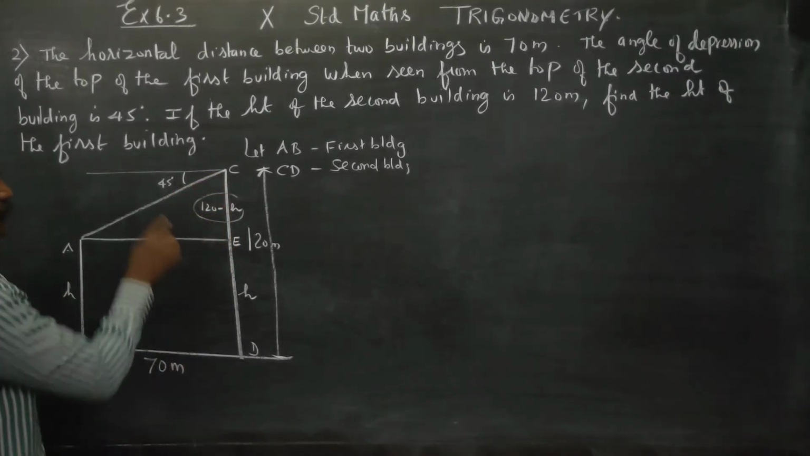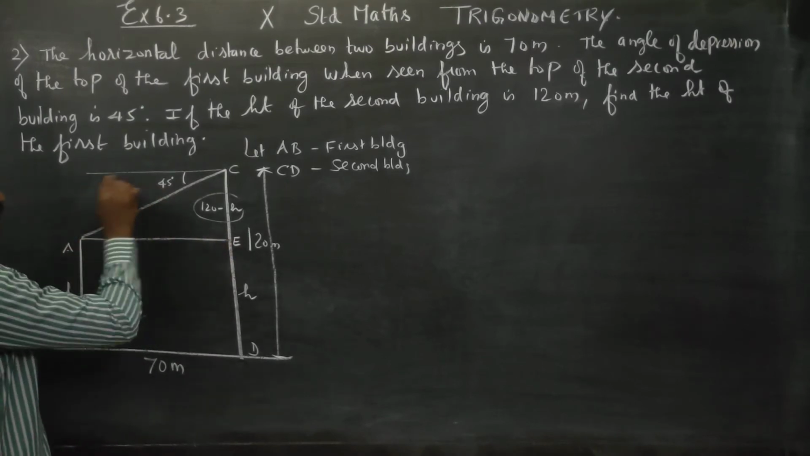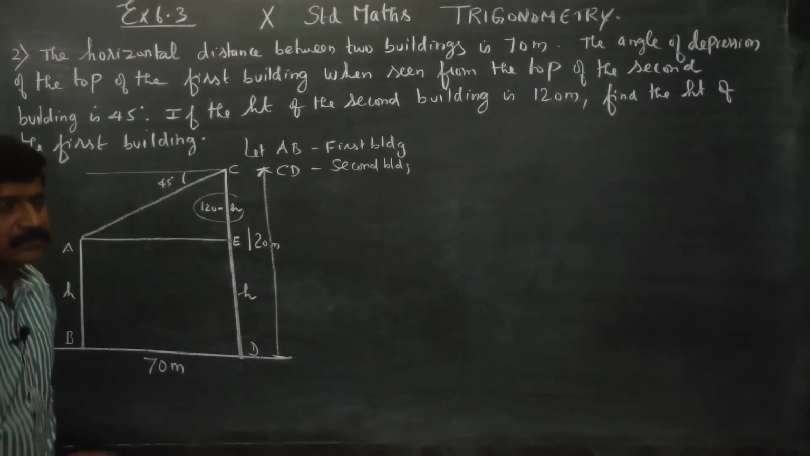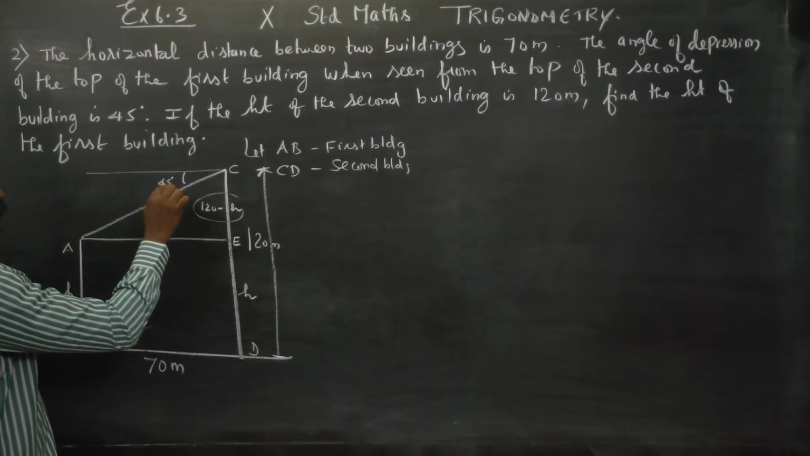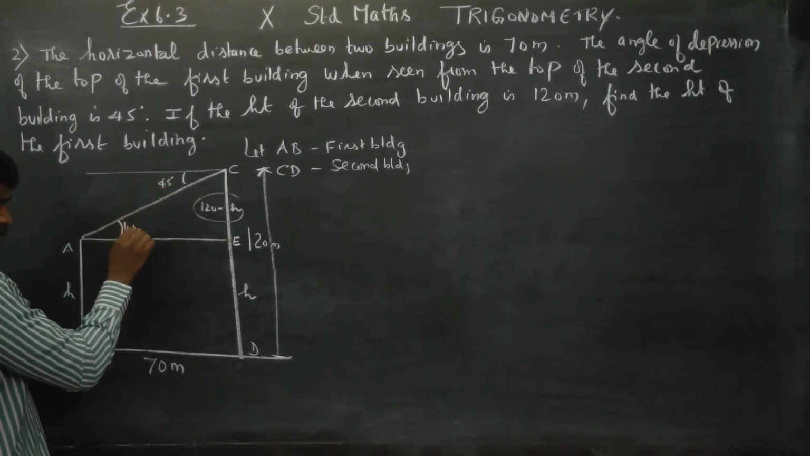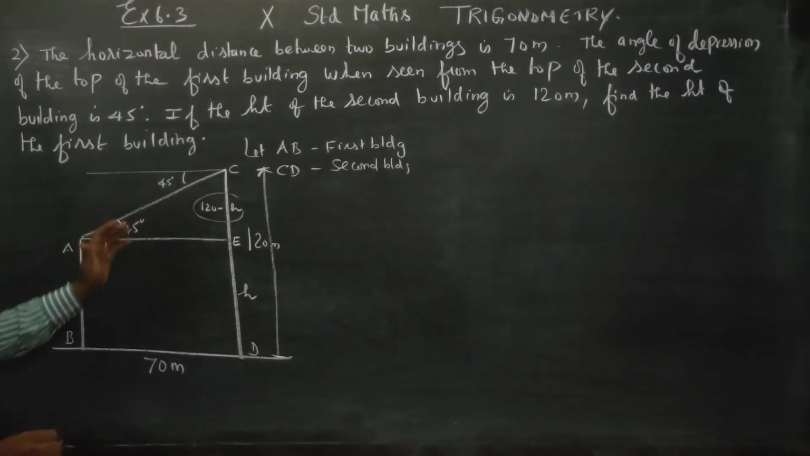This is 120 minus h. இது பாருங்க ஒரு Z மாதிரி இருக்கும். Z மாதிரி இருந்தால் it is an alternate angles are always equal. அப்ப இது 45 னா இதையும் 45 degrees அப்படினு வெச்சுக்கலாம்.